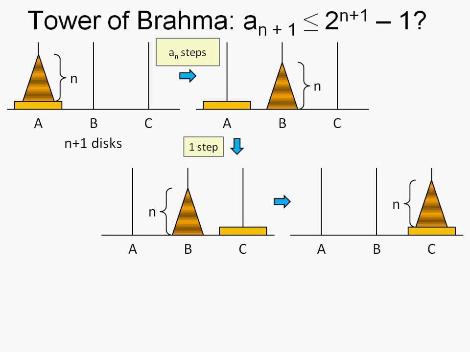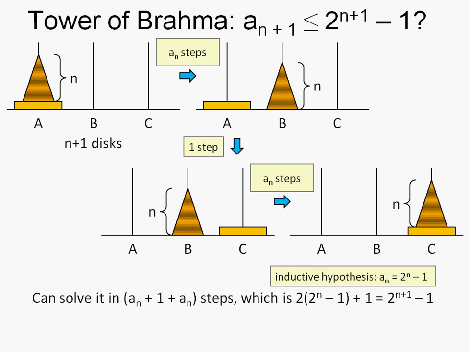And after that we move n disks from needle B to needle C. And we can use an steps. As a result, we can solve it in an plus 1 plus an steps, which is 2 to the power of n plus 1 minus 1. Note that we use the inductive hypothesis: an is 2 to the power of n minus 1 here. So we have proved that a(n+1) is smaller than or equal to 2 to the power of n plus 1 minus 1.